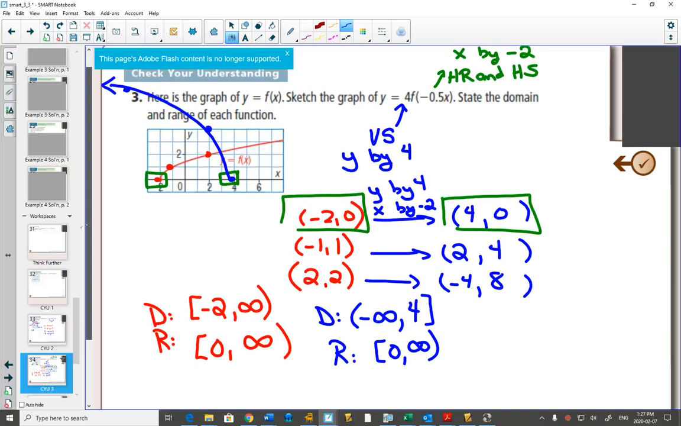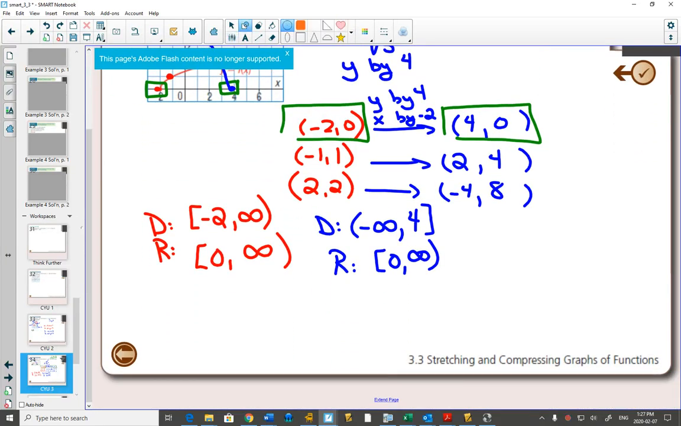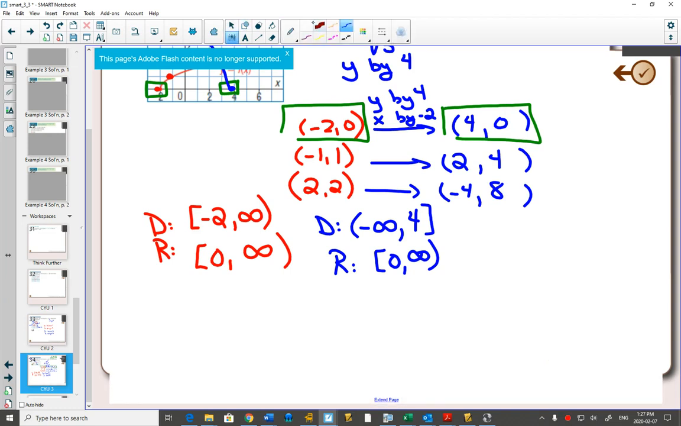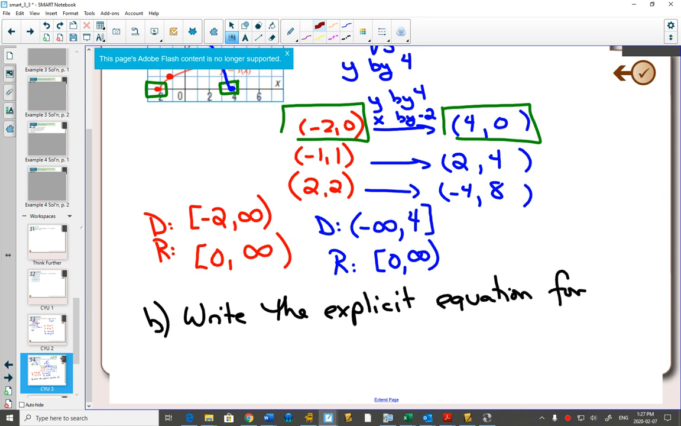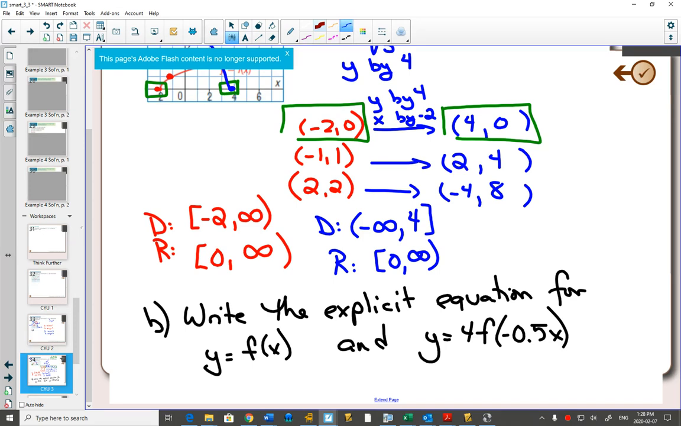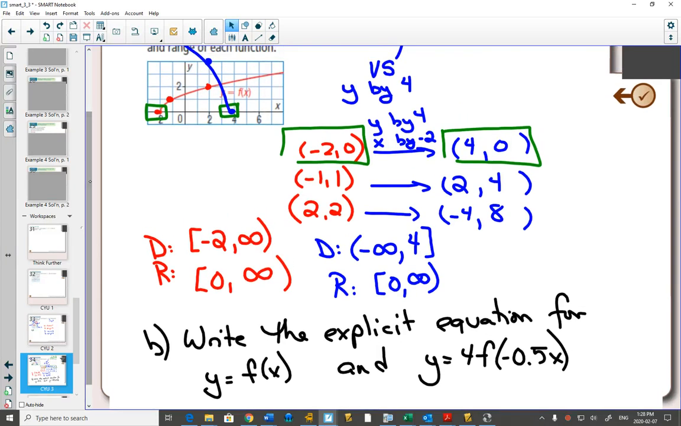And I'm going to add a part B to this question: write the explicit equation for y equals f of x and y equals 4f of negative 0.5x. So the question was given to us in function notation, where you had a function on the right-hand side, y equals f of x. However, if you look at that graph, can you recognize that it's one of the functions that we did at the beginning on those 4 colored pages? Which one is it?